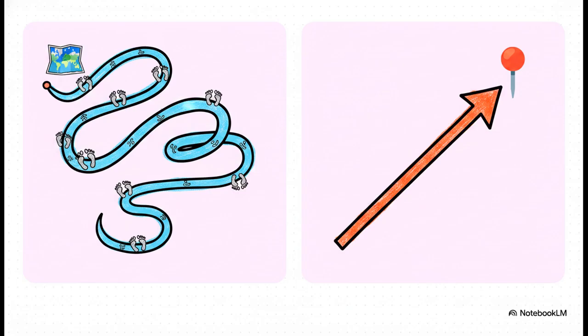Then we have the explicit formula. This is your direct shortcut. It doesn't care at all about the previous number. It only cares about the position, n. It's exactly like plugging direct GPS coordinates into your phone. You completely bypass the journey and arrive right at your destination.